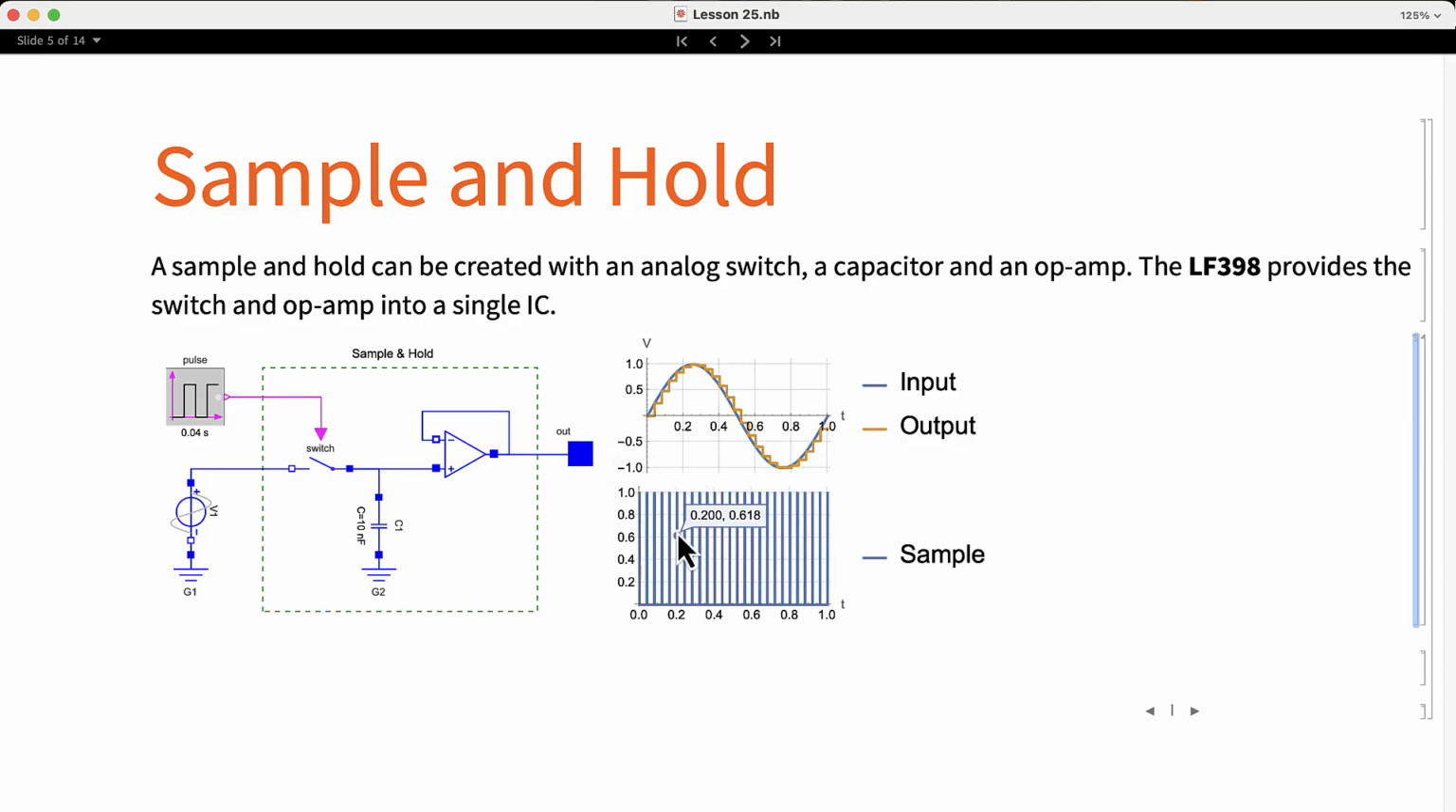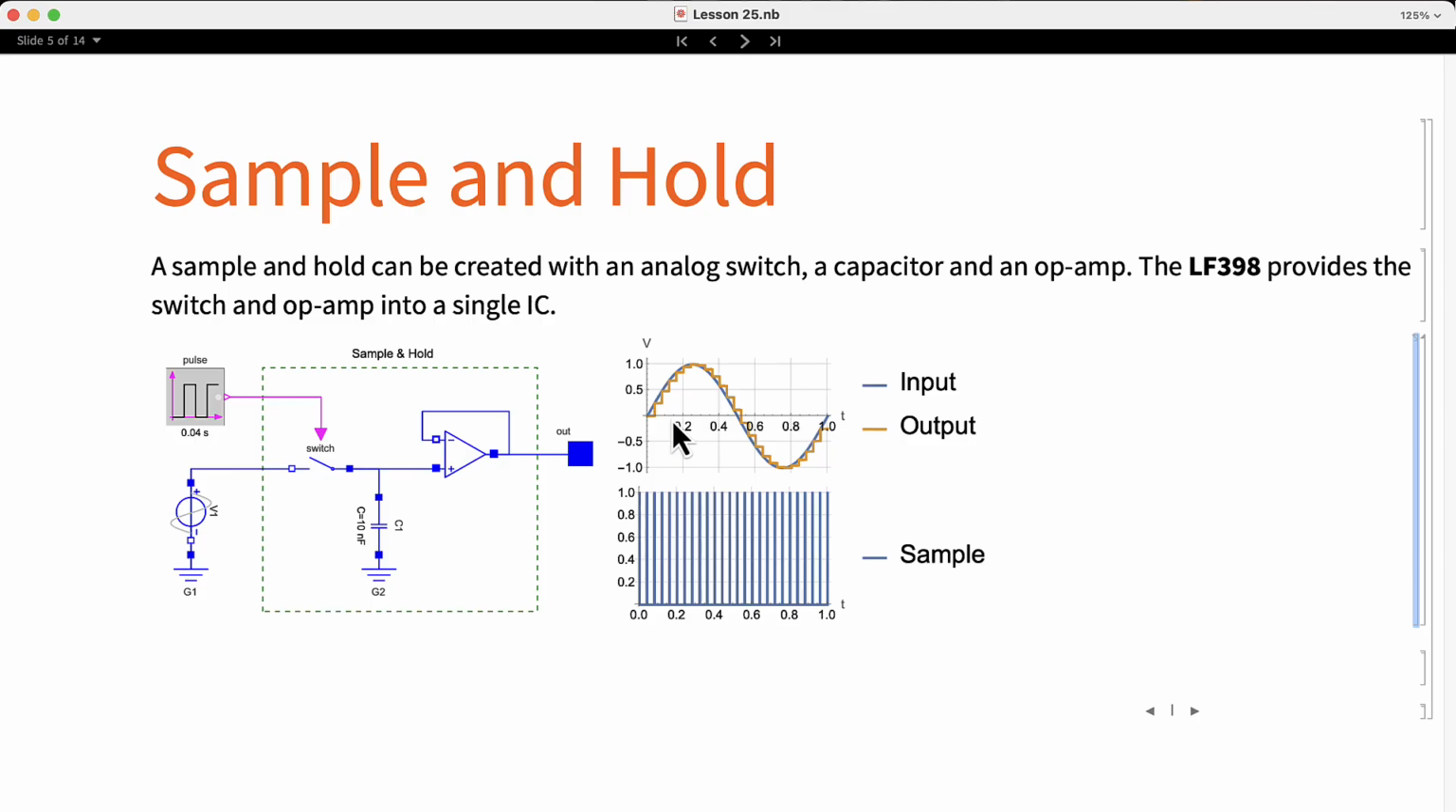In the bottom, we have the pulse that makes the switch close. On the top, we can see the input in blue and the output in orange. The output follows the input signal, but it has steps. This circuit is very useful to create signals in synthesizers.